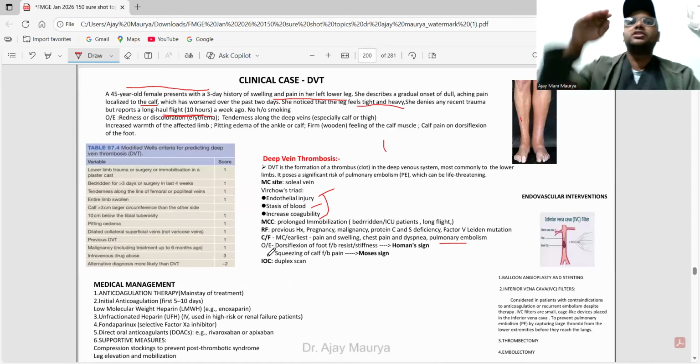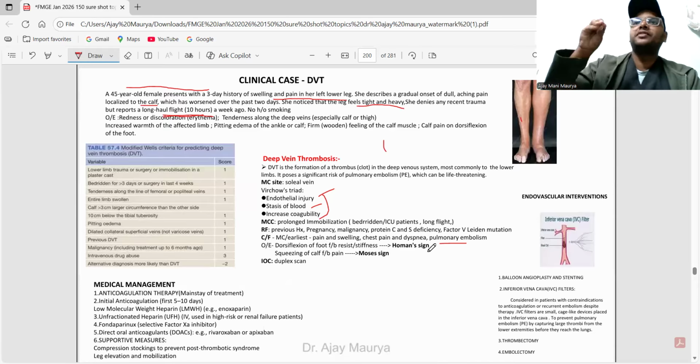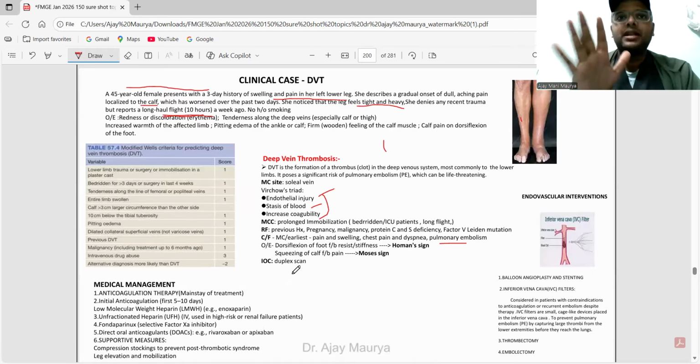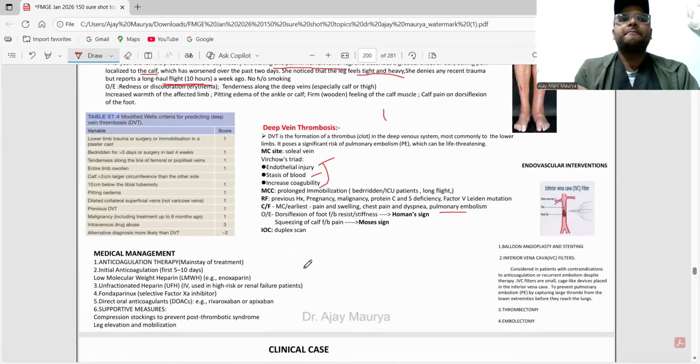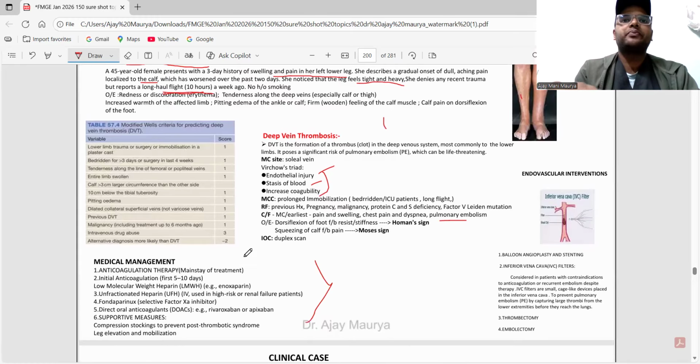On examination, if there is stiffness on dorsiflexion of the foot, it's called Homan's sign. If there is pain upon squeezing, it's called Moses sign. For anything blood related, you have to do the duplex scan. On medical interventions, please read this one. Our main treatment is anticoagulants.